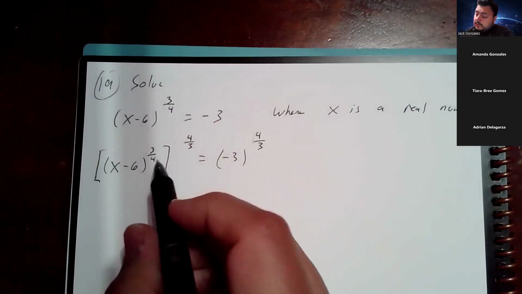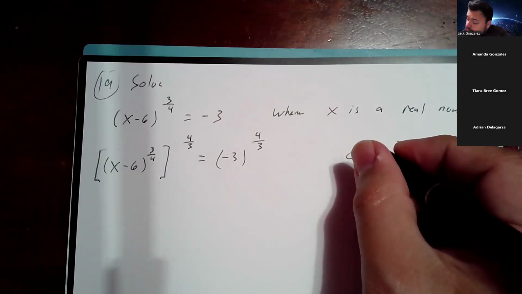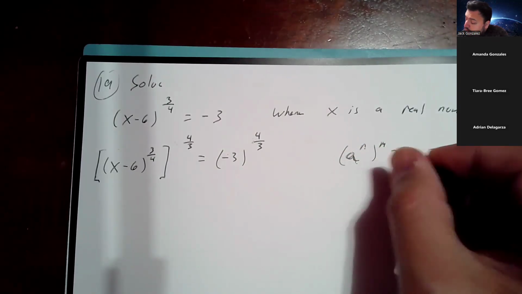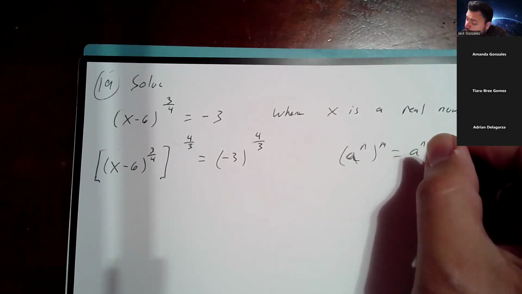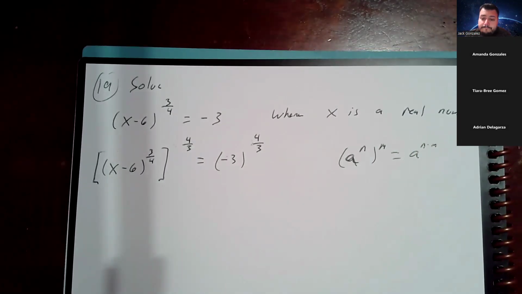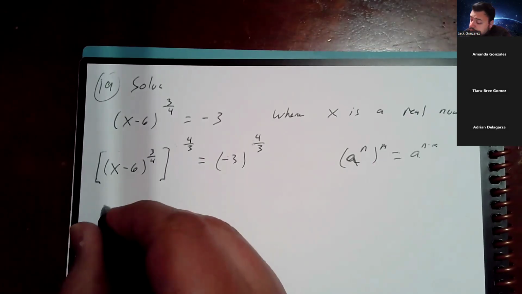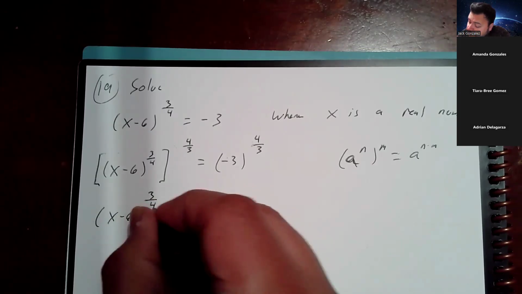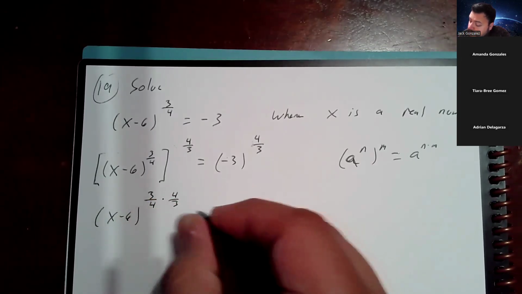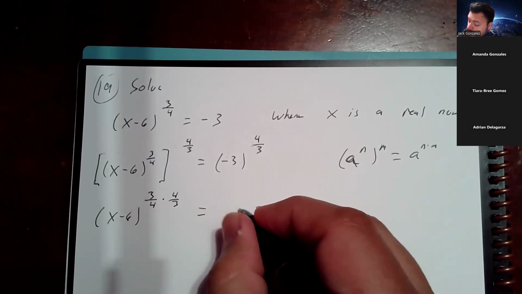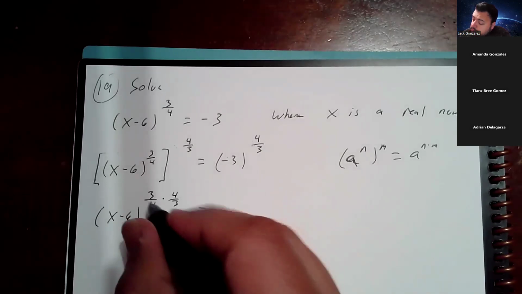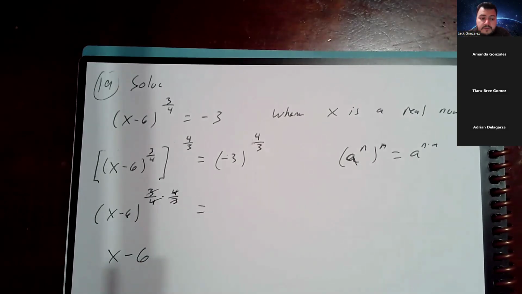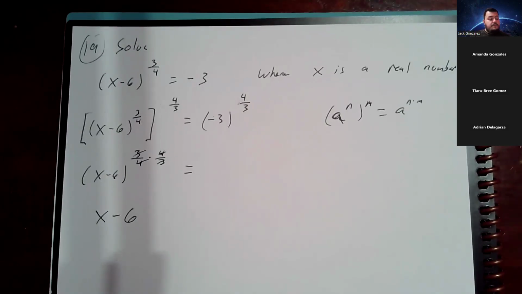So remember, the rules of exponents say that when you have a power raised to another power, you get that same base with the powers multiplied, right? So this becomes x minus 6. Just in case you forget, I'm going to show the work here. These will cancel. Does that make sense? Why we chose the 4/3?